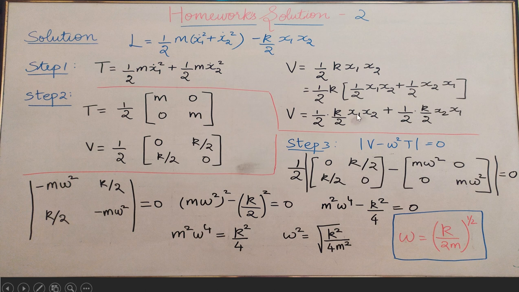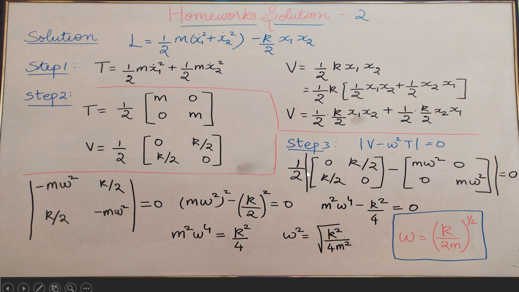I have written it like this so I can use it in matrix form. So my step 2 is to write T and V in their matrix form. T here is half of the matrix m 0, 0 m, and V here has 0 on the diagonal because we don't have x1 squared and x2 squared terms. We have only x1 x2 and x2 x1 terms. So V here is the matrix with 0, k by 2, k by 2, and 0.